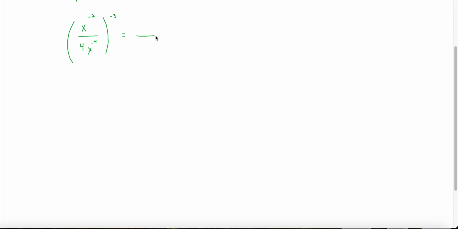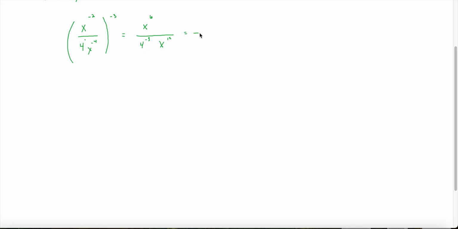I'm going to start with my fraction bar so I don't confuse levels. And I'm going to multiply. So I have x to the negative 2 times negative 3 is a positive 6. On the bottom, remember, this is really 4 to the positive 1 power. So this becomes 4 to the 1 times negative 3, or negative 3rd power. And then this is x to the negative 4 times negative 3, or positive 12 power.